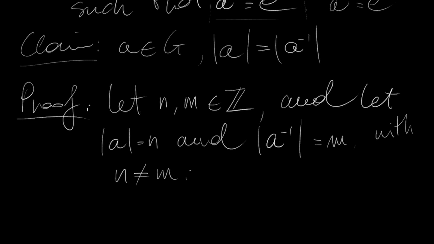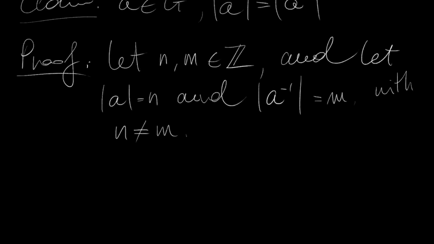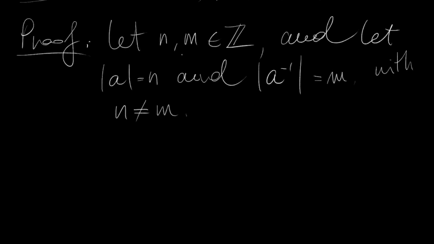Okay, so basically what are we doing? We're going with a proof by contradiction. So out of these elements that we have, what can we do? Since the order of a is n, then we know, so notice, that a to the power n is equal to e.